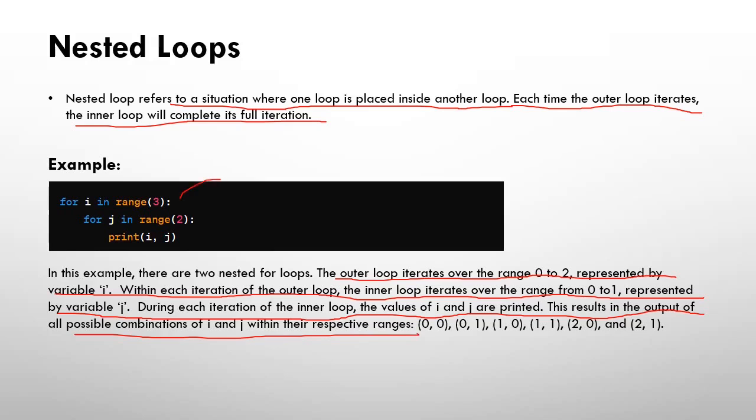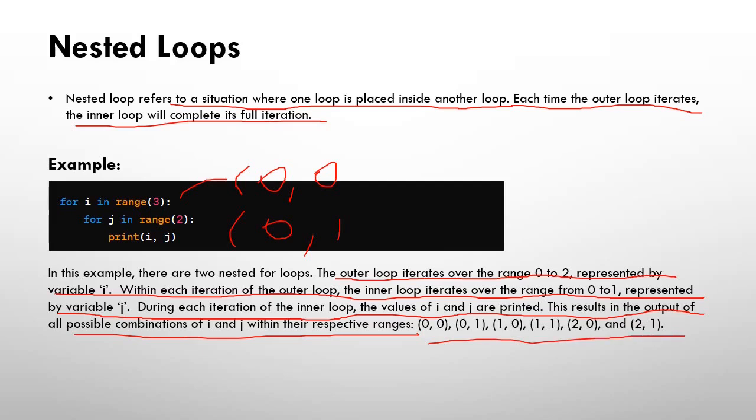So, in the beginning, when the outer loop gets iterated, the value of i for the first iteration will be 0. And when the inner loop gets iterated, the value of j during the first iteration will be 0. And for the second iteration, the value of j will become 1. So similarly, all the possible combinations of i and j will be printed on screen.